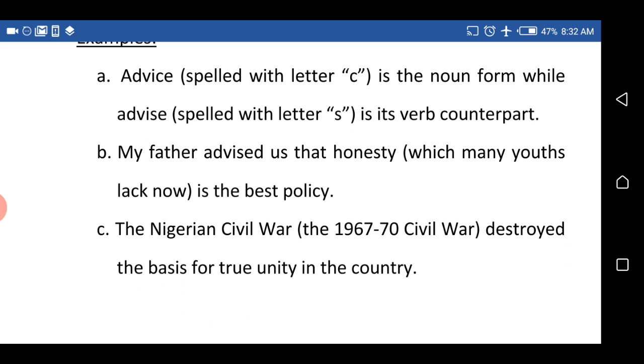Omitting what you have in the brackets here doesn't cause any damage to the primary message. What has been included in the brackets only gives some more message. It's fleshing out the message you have in the sentence.